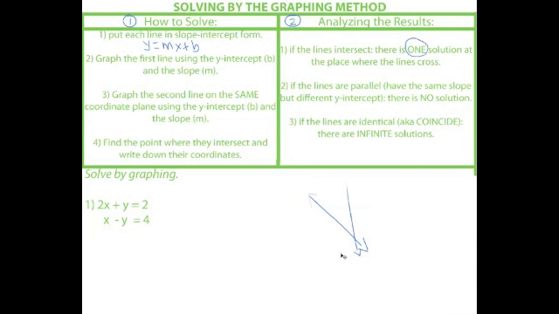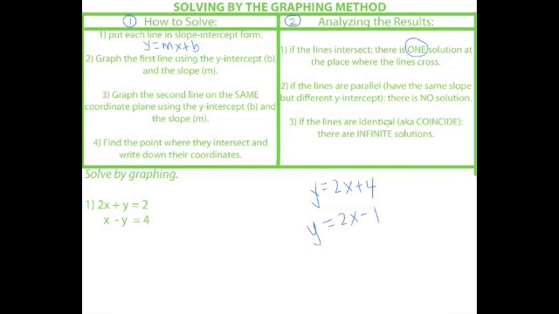Okay, if you put the lines in slope intercept form and you notice that the slopes are the same, so maybe you put them in slope intercept form and you get this. And you notice that the slopes are the same. See how the m's are both the same? What we say is that the lines are parallel, and there's no solution.